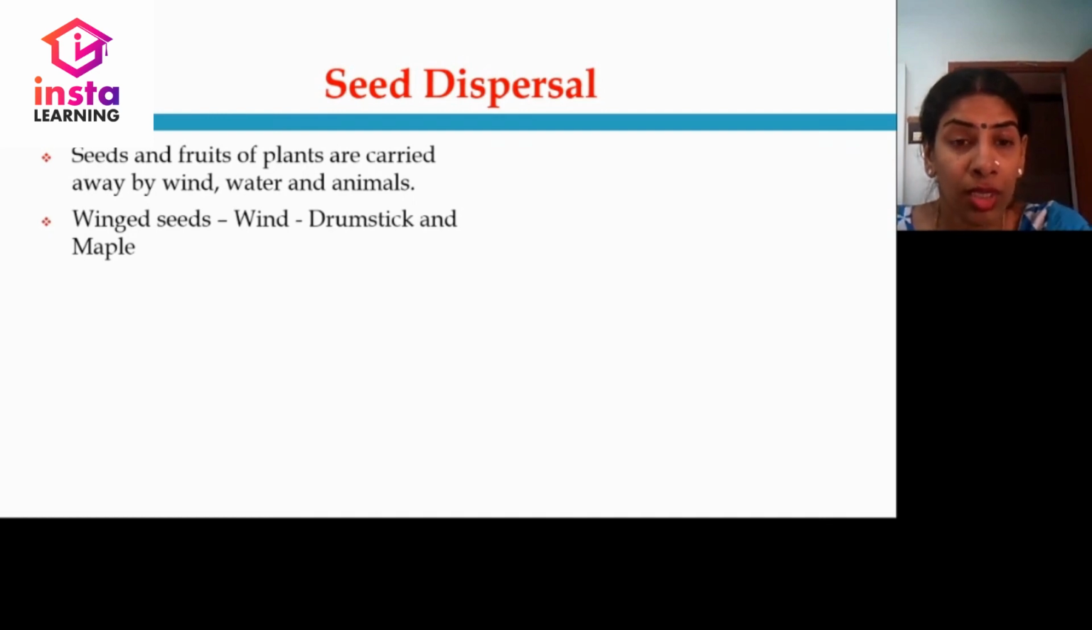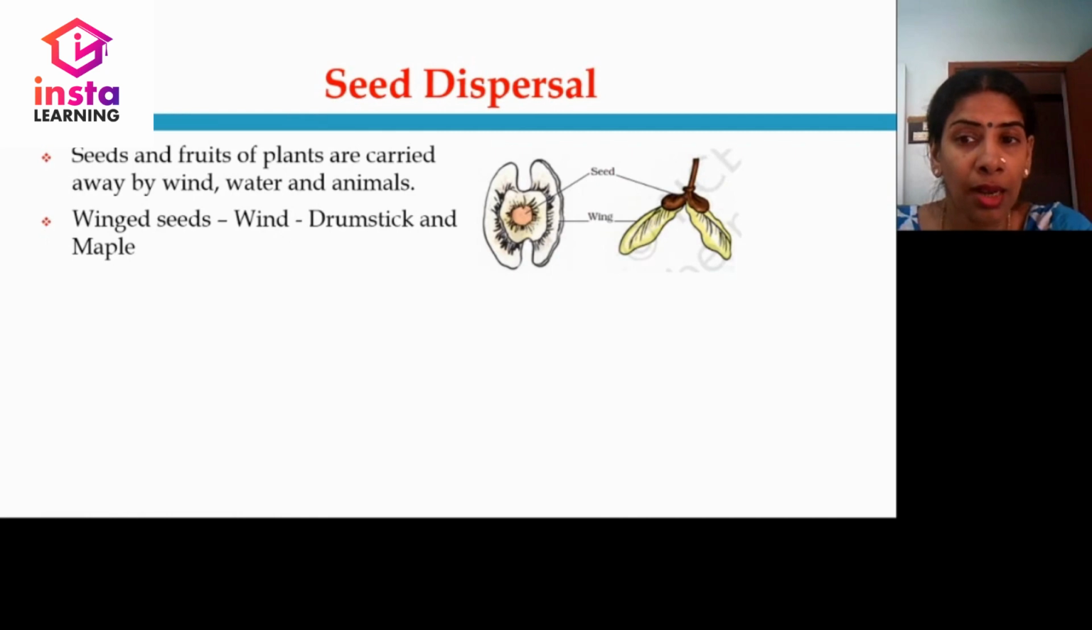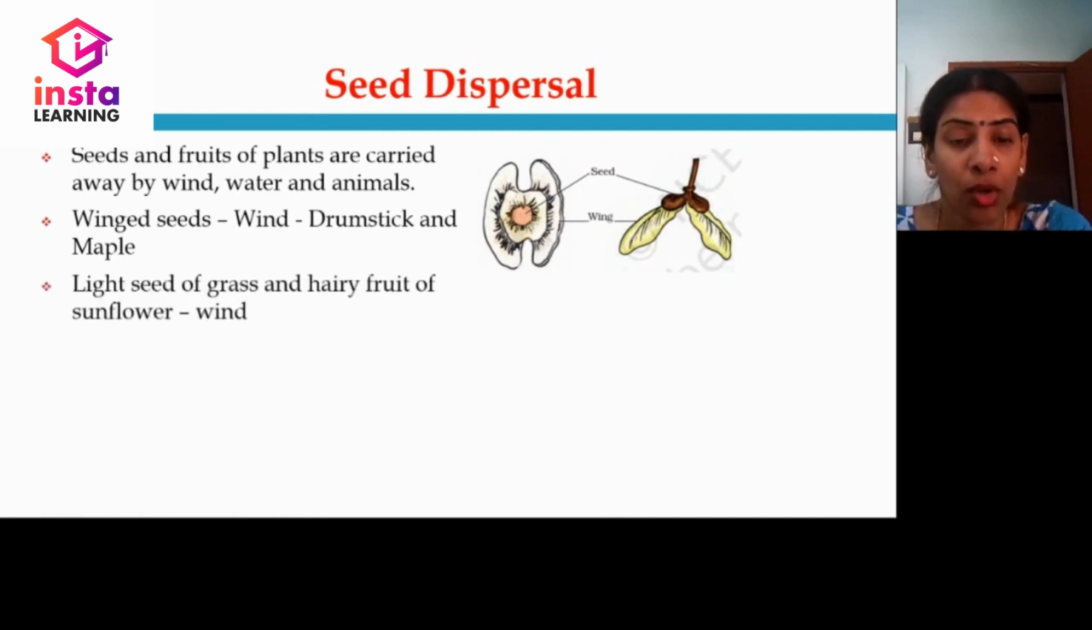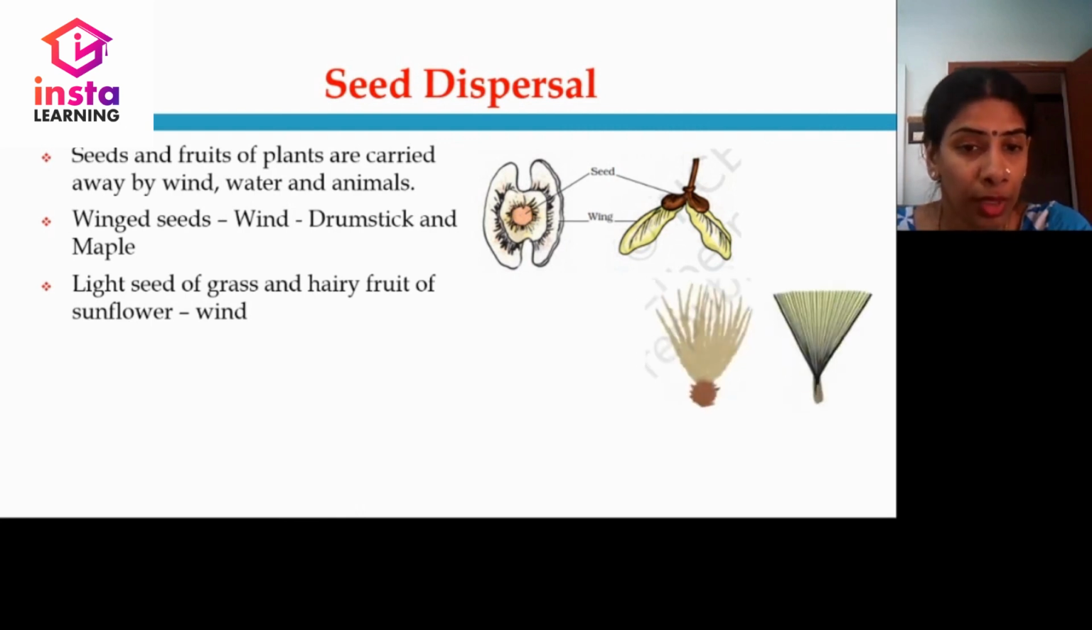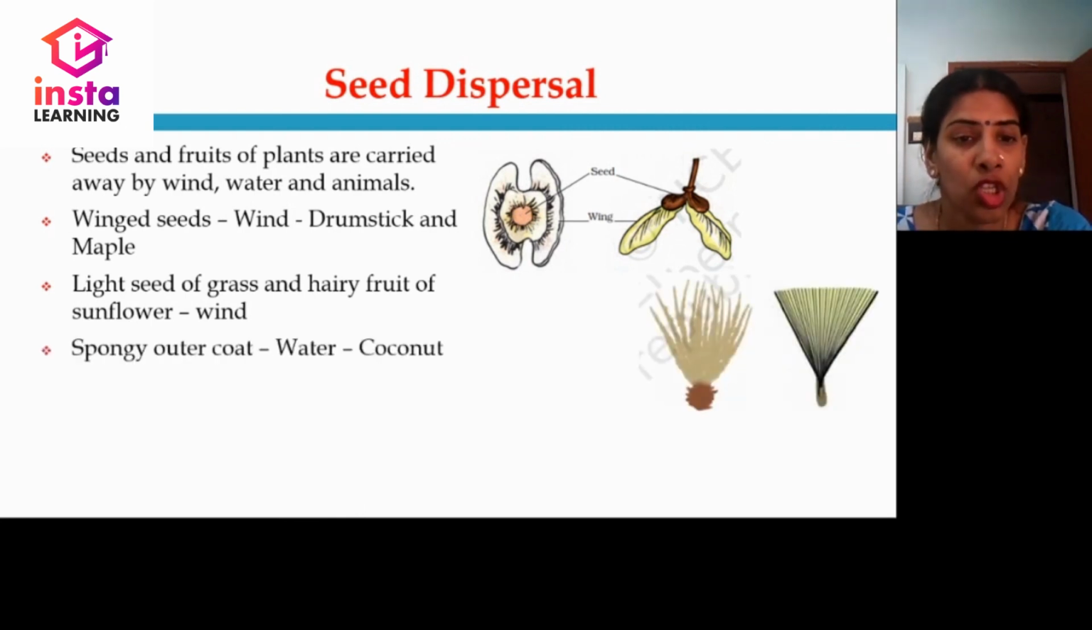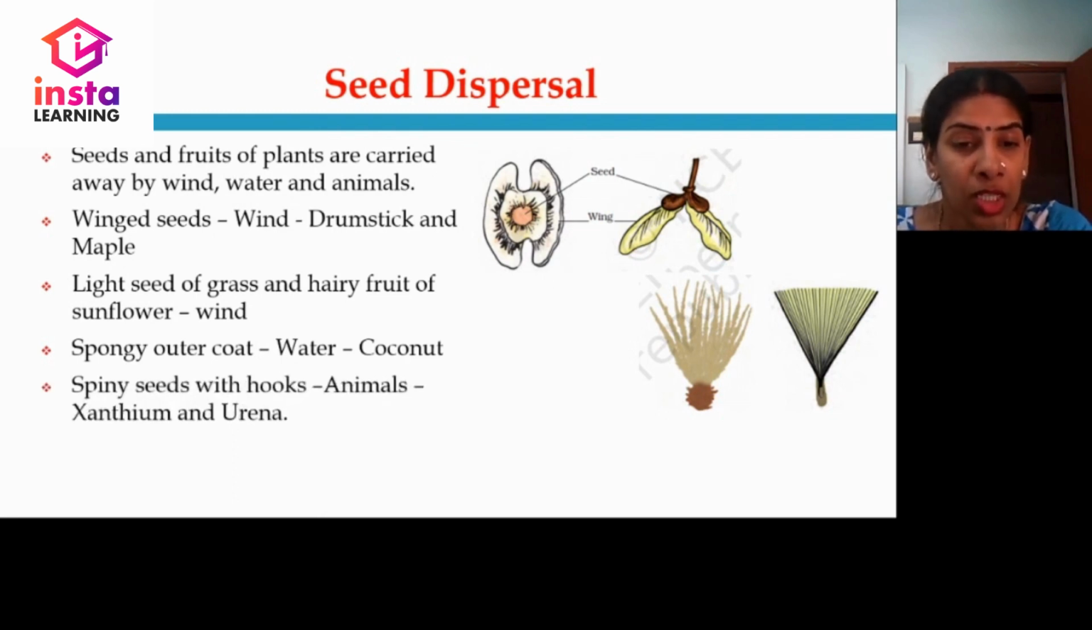Winged seeds are carried by the wind. The plants are drumstick and maple. Lightweight seeds of grass and hairy fruit of sunflower are carried by the wind. The spongy outer coat helps the coconut float in water. Spiny seeds with hooks are carried away by animals, in plants like xanthium and urena.